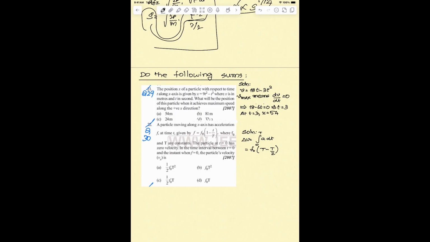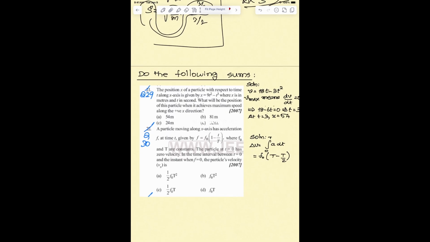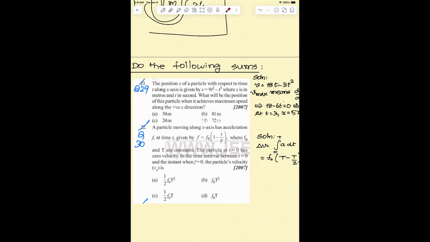So now let's have a look at the kind of questions briefly, and then analyze what should be the method, and then go to the next question. Okay, read the first question. Question number 29. The position x of a particle with respect to time t along the x-axis is given as a function of time, and then what will be the position of the particle, that is, what is the value of x when it achieves maximum speed.